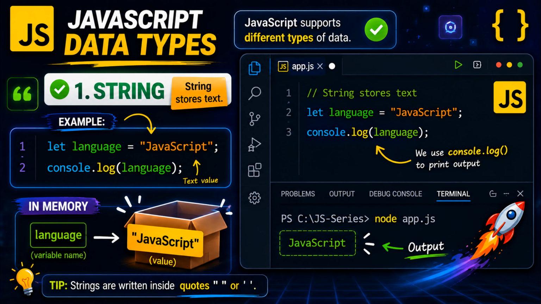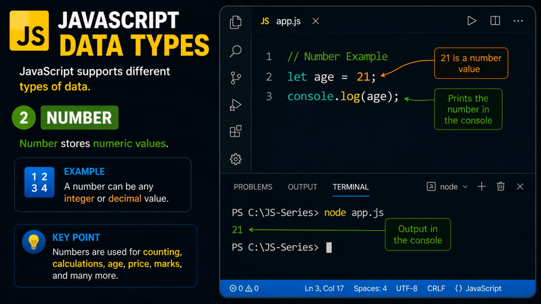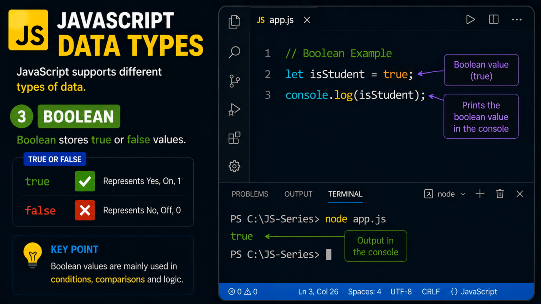JavaScript supports different types of data. String: it stores text. let language = "JavaScript"; console.log(language). Number: it stores numeric values. let age = 21; console.log(age). Boolean: Boolean stores true or false values.